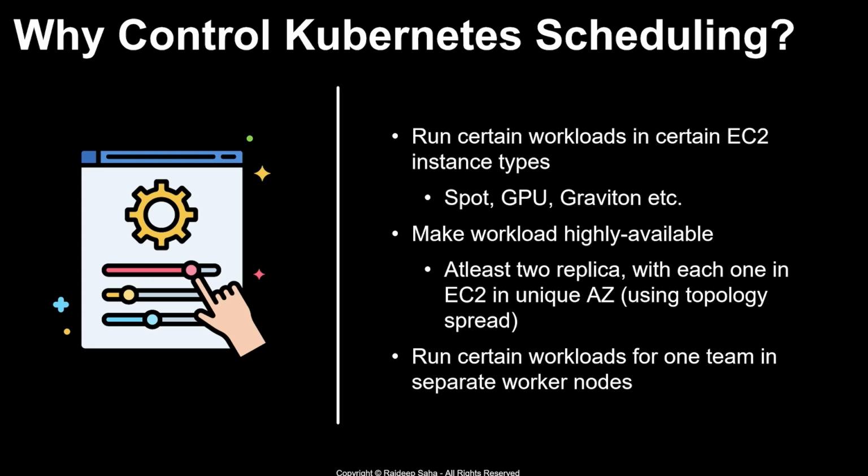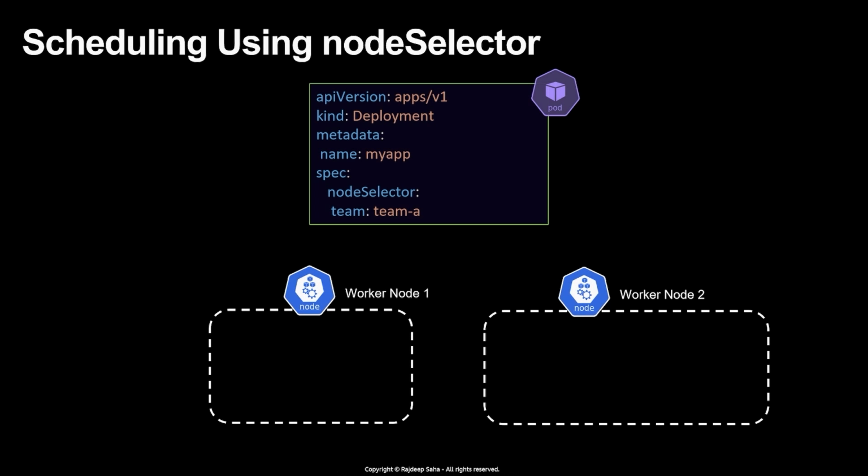Or perhaps you want to run certain workloads for one team on separate worker nodes. Maybe that team has a compute savings plan or reserved instances or specific hardware needs or security isolation needs, etc. So how do you implement that in Kubernetes? One of the common ways to do that is using a node selector.